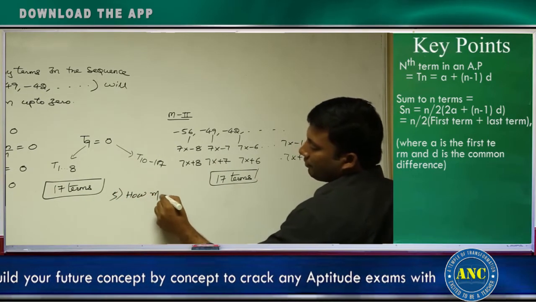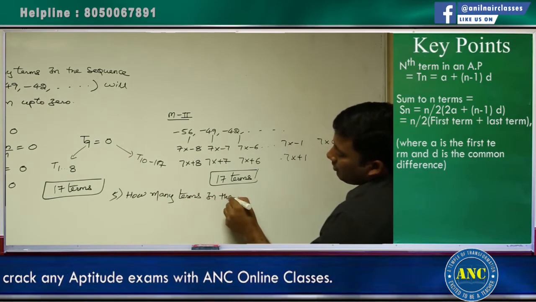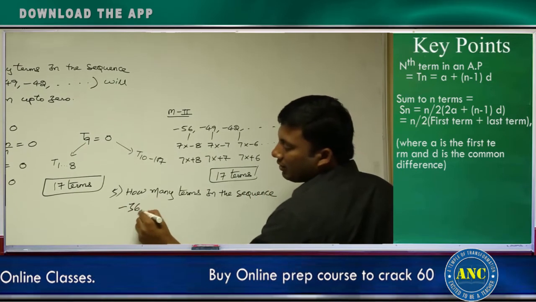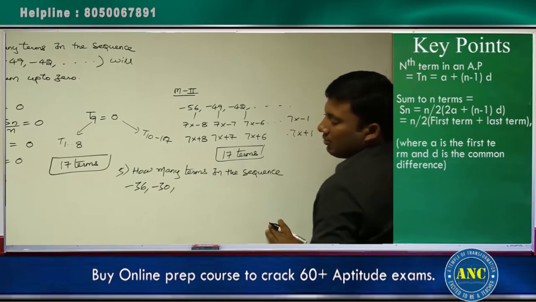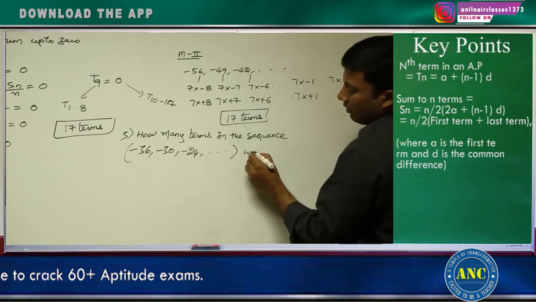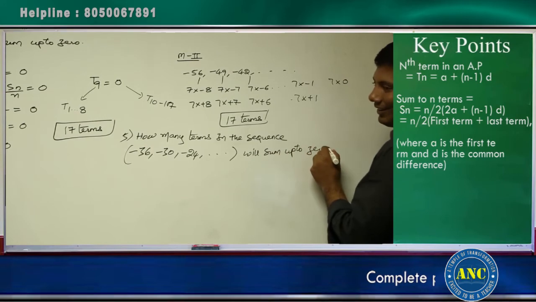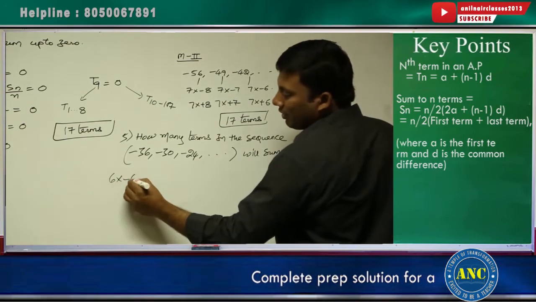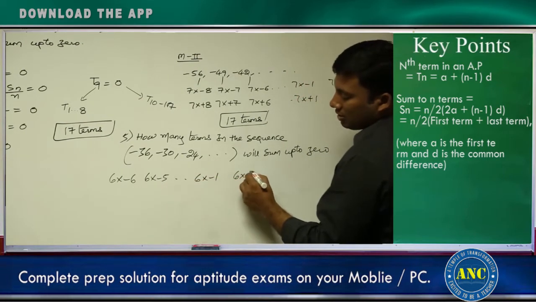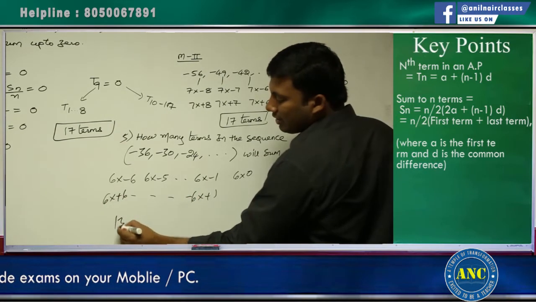Try to solve this question directly. How many terms in the sequence minus 36, minus 30, minus 24, and so on will sum up to 0? Got the clarity? So this will be 6 into minus 6, 6 into minus 5, up to 6 into minus 1. Sum should be 0. 6 into 0, plus 1 to plus 6. Answer 13. Idea clear?